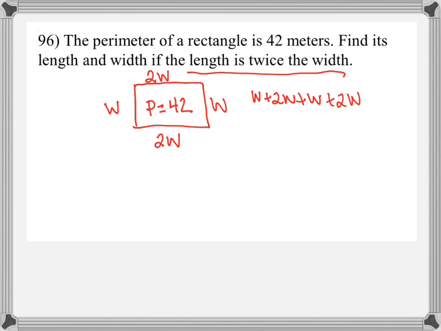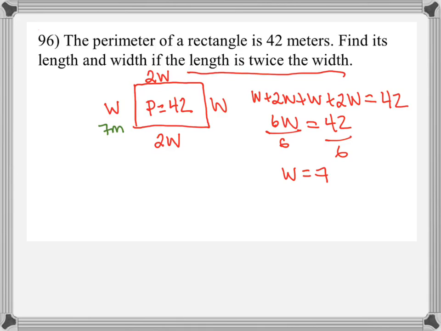So I could write this equation, or start off with the expression w plus 2w plus w plus 2w, and we know that that needs to add up to 42, which is our perimeter. You could have used a different formula for perimeter if you knew one, but this one works. Now if I simplify my left-hand side, w plus 2w plus w plus 2w, I have 6w equals 42. Divide both sides by 6, and w equals 7.